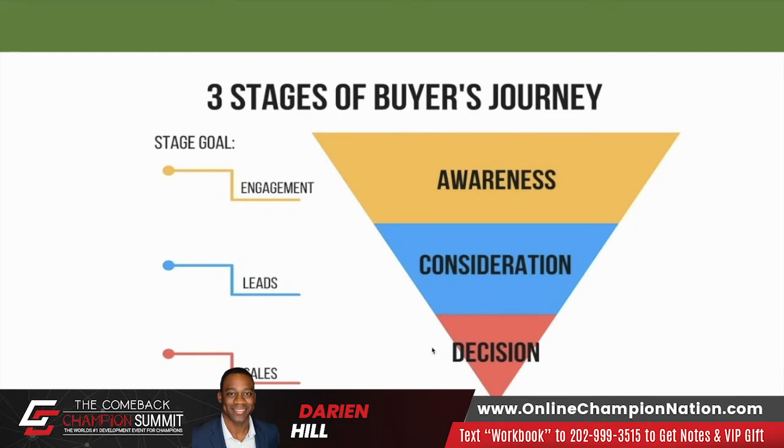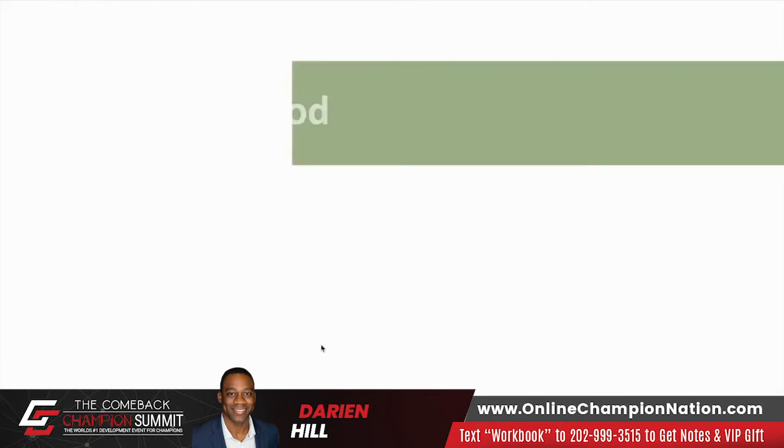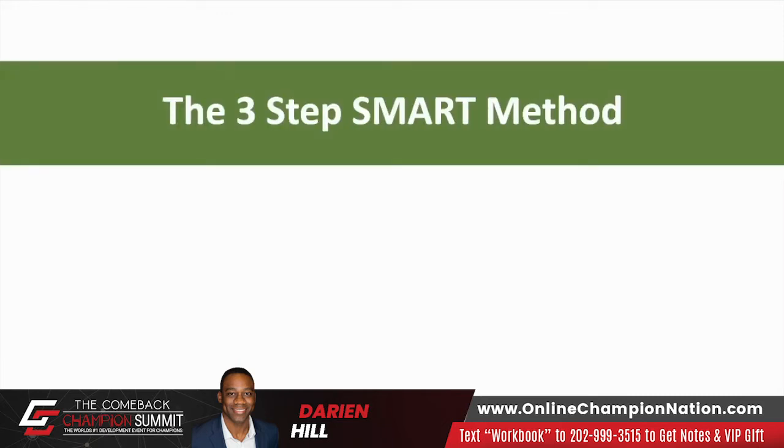So how does this relate to marketing? Well, in the awareness stage, you have to do what we call engagement. You have to connect with the audience in a certain way. And once you connect with them a certain way, you want to move them into what we call lead generation, the consideration option. And then you want to connect with them to make the sale. Now, at each one of these stages, there's a certain way that you want to engage. And that's exactly what we're going to talk about momentarily. So what I want to do is introduce you to my 3-step SMART method.